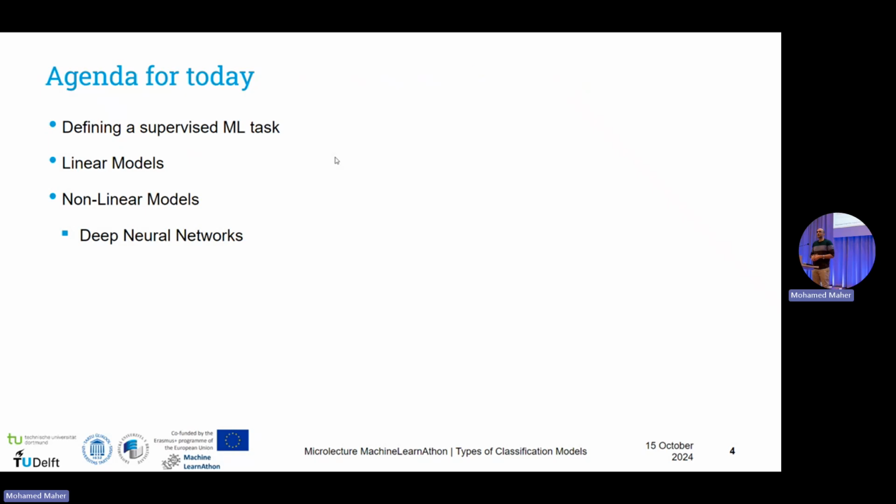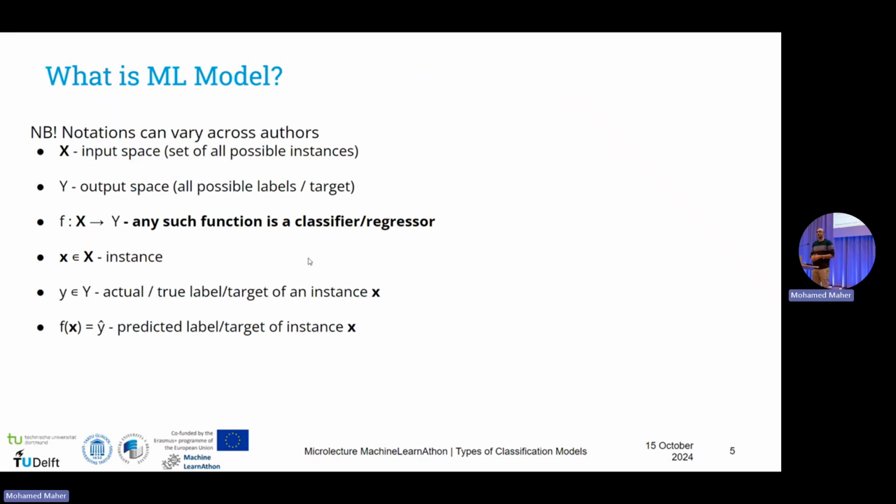Our agenda for today is that we are going to define a supervised machine learning task using mathematical notation. We are going to explain the linear models and nonlinear models for classification. And then we are going to briefly go through deep neural networks as an example of nonlinear models.